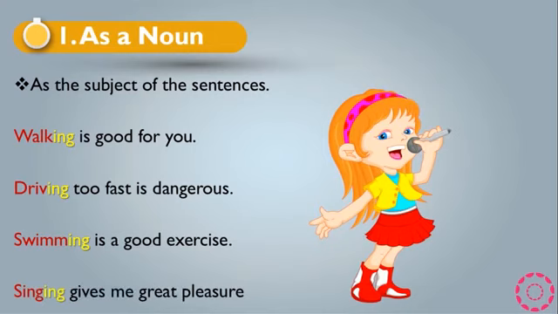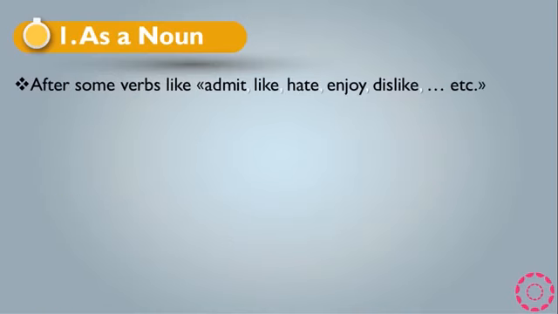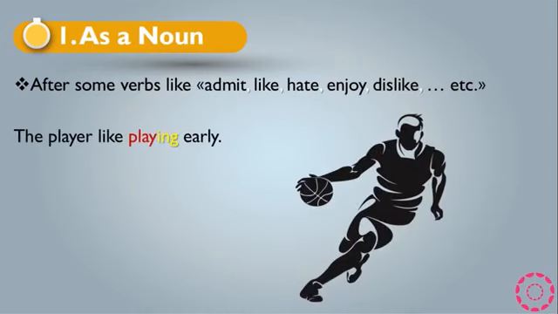Another example: Singing gives me great pleasure. Also, we have singing here and it functions as a noun. After some verbs like admit, like, hate, enjoy, or dislike, etc., when a verb comes after those verbs, it takes ing and functions as a noun. For example, the player liked playing early. As you see, we have the verb like here, and after like we have ing, so it is playing. Here, playing functions as a noun.